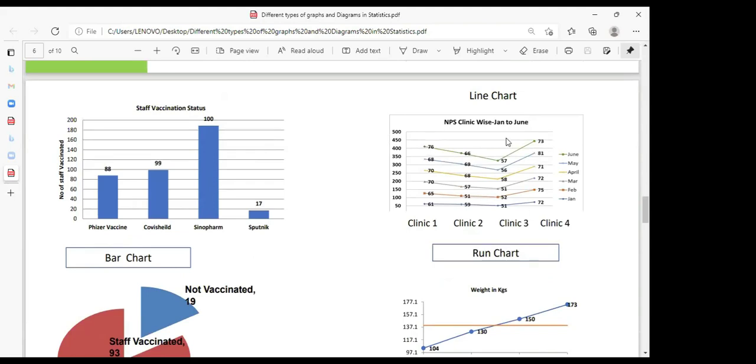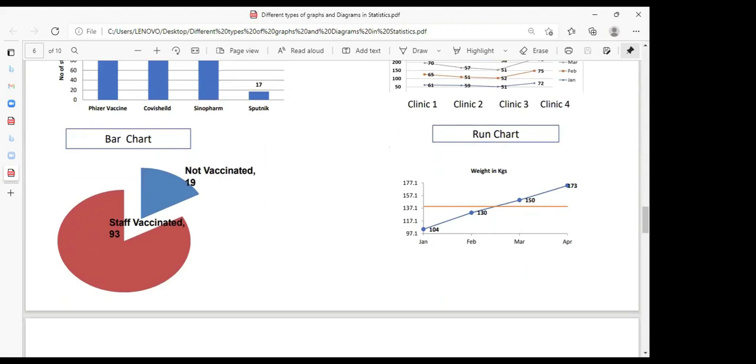The line chart, this is what I was talking to you all about earlier, the NPS, the net promoter score. It is based upon clinic-wise data: clinic 1, clinic 2, clinic 3, and clinic 4. And how do you compare each clinic based on their scores from Jan to June? Below here, to my right, I've displayed the run chart.